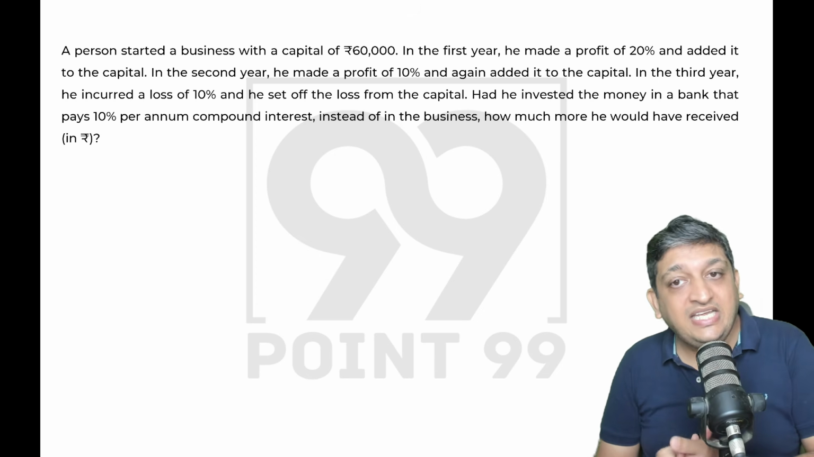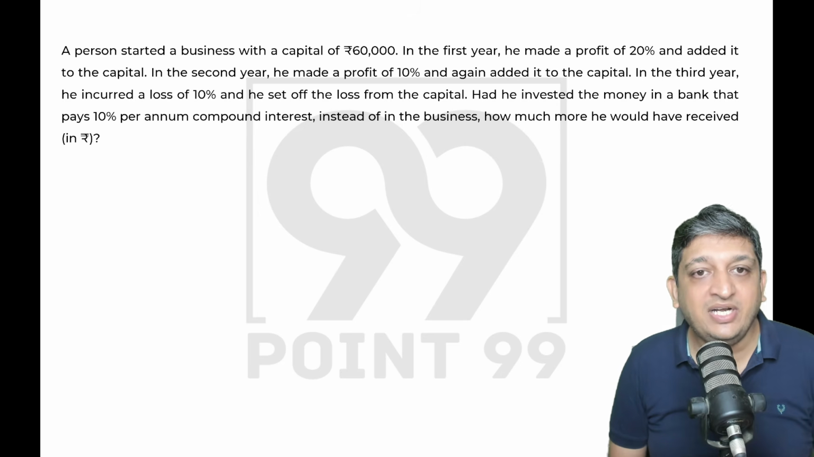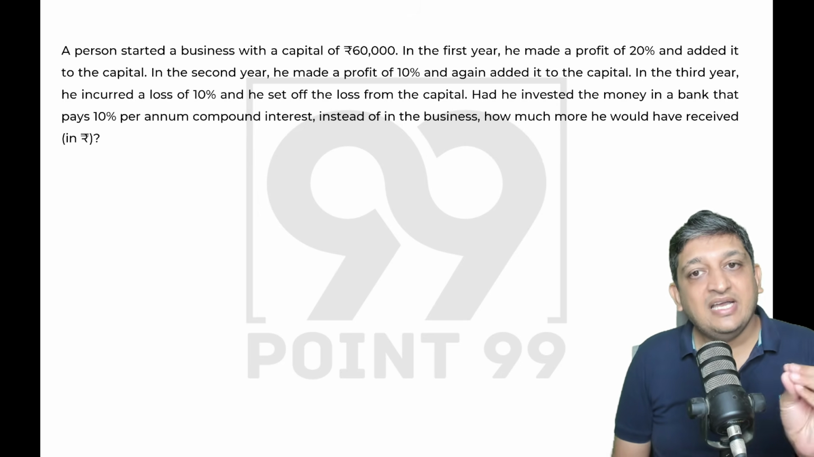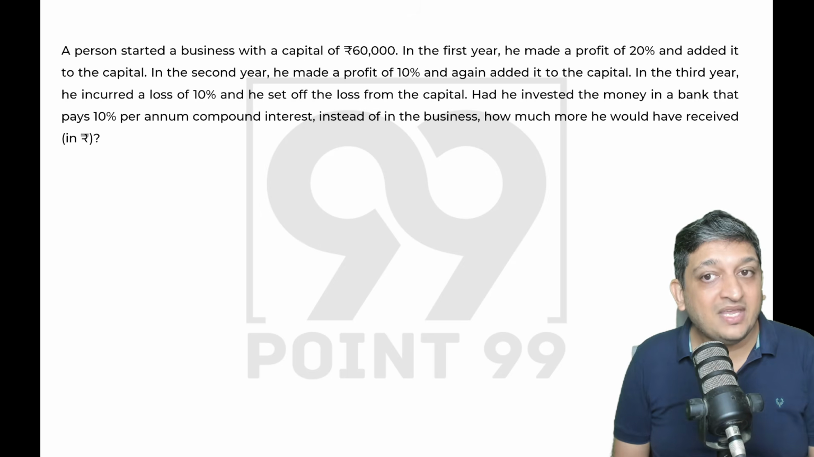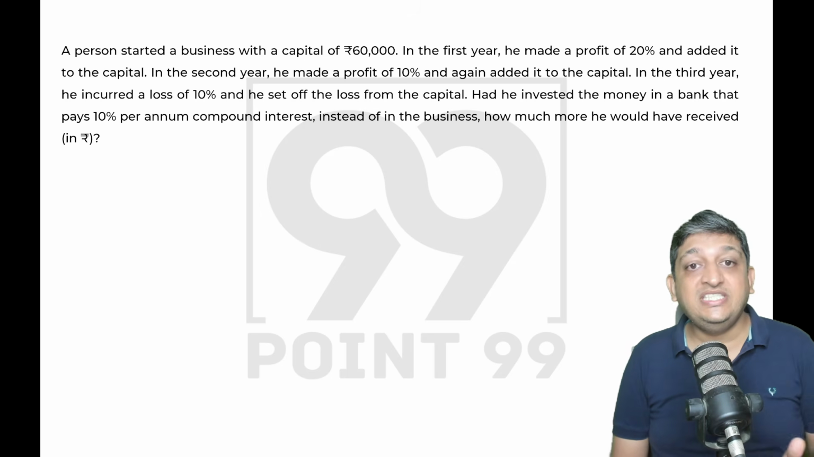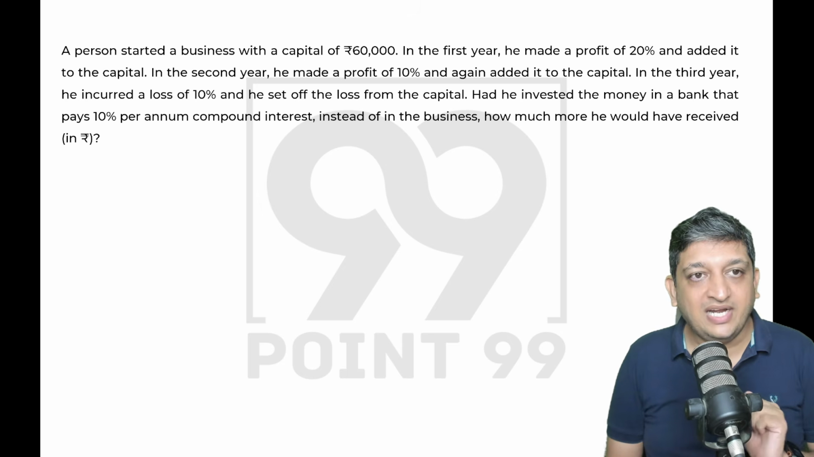It's okay. Had he invested the money in a bank that pays 10% per annum compound interest instead of in the business, how much more would he have received? That is the point, right? 60,000 if he had invested at 10% per annum CI, then how much more money would he have received? And we are talking about 3 years of interest that he's going to get. So let's look at this.